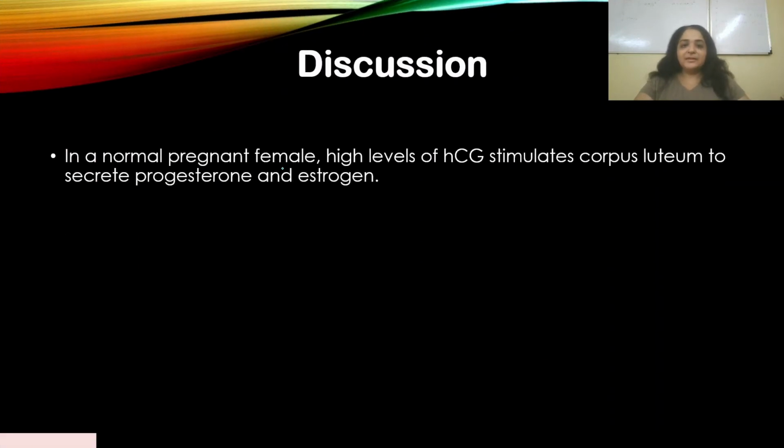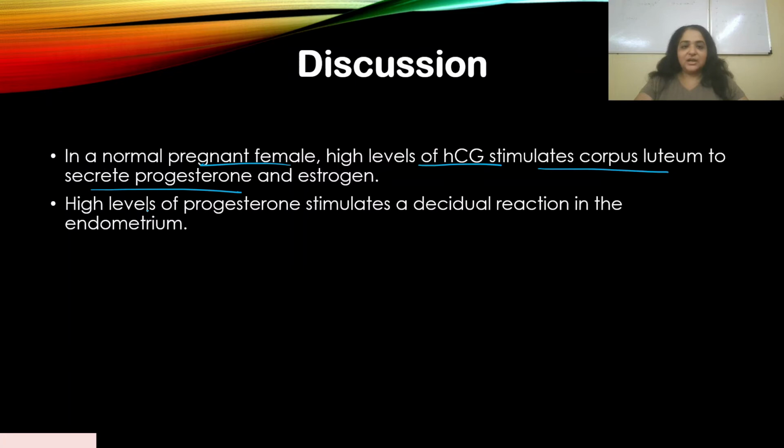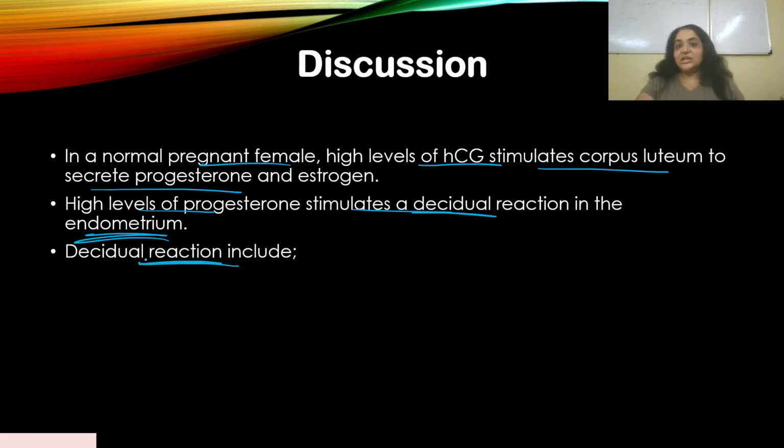So in a normal pregnant female, high levels of HCG stimulate the corpus luteum to secrete progesterone and estrogen. High levels of progesterone stimulate a decidual reaction in the endometrium. I already discussed decidual, right? So let's look at this in detail. Now, what does decidual reaction include?